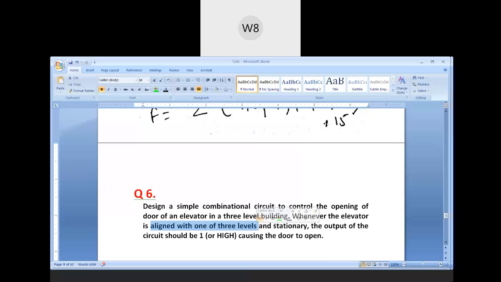And not only that, it has to be stationary. So there are 2 conditions. For the door to open, it should not only align with a given level, it should also be stationary. Keep in mind that when an elevator is moving from one floor to another, it might get aligned with some of the floors, but it will not be stationary. At that time the door should not open. So our circuitry should produce 1 for opening of the door where these 2 conditions are fulfilled. Now we have to find a combinational circuit which will do this job.